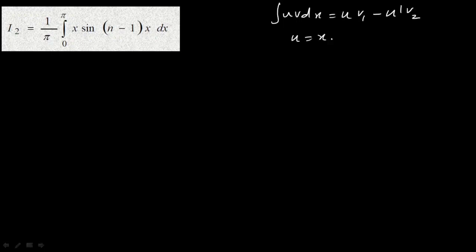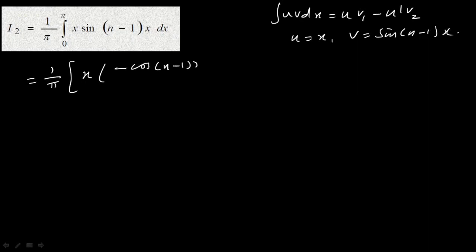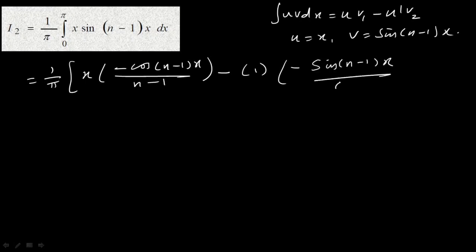Here your u is x and v is sine of n minus 1x. So that is equal to 1 by pi. By making use of the formula, u v1, that is u is x, v1 sine of n minus 1x, you have to integrate what you get, cos of n minus 1x divided by n minus 1, u v1 minus u dash. Differentiating x you get 1, and minus, while integrating cos n minus 1x you get sin n minus 1x divided by n minus 1. Already you have n minus 1 in the denominator, so minus sin n minus 1x divided by n minus 1 whole square with the limit from 0 to pi.